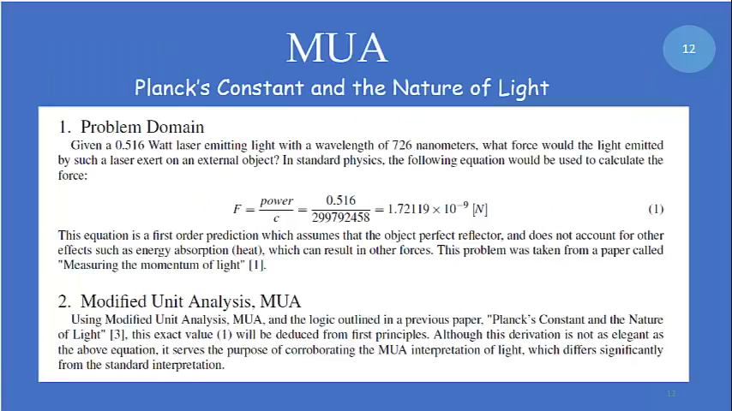Then I go on to do a quick review of my other paper, Planck's constant and the nature of light, which I also made a video on. Using modified unit analysis, MUA or moi, and the logic outlined in a previous paper, Planck's constant and the nature of light, this exact value will be deduced from first principles. Although this derivation is not as elegant as the above equation, it serves the purpose of corroborating the MUA interpretation of light, which differs significantly from the standard interpretation.